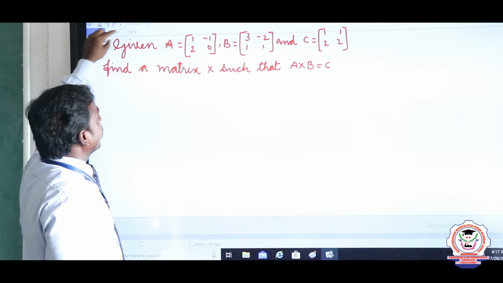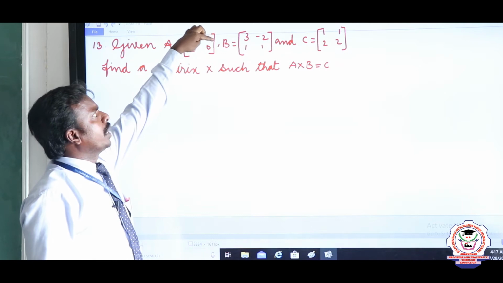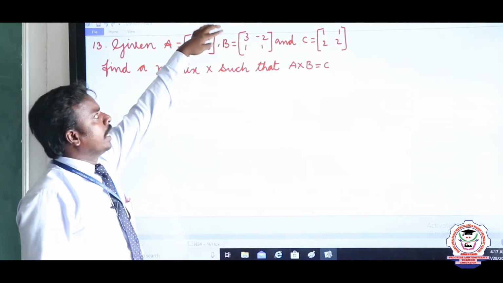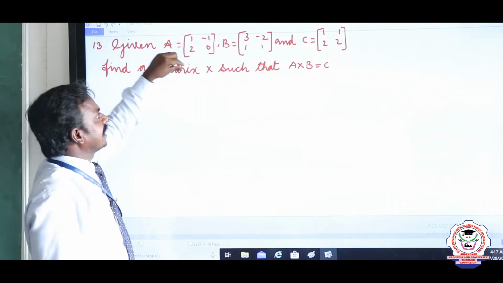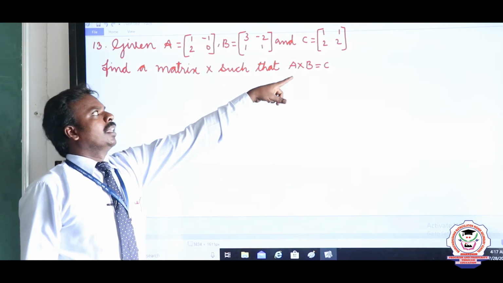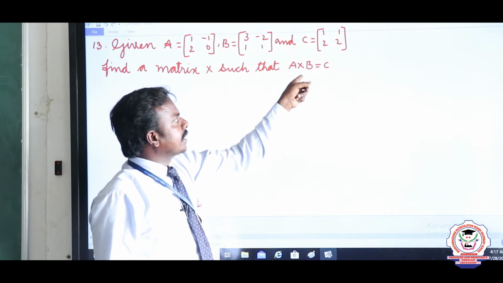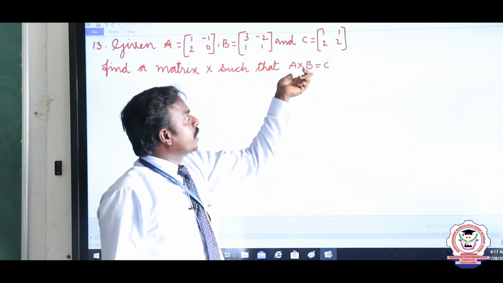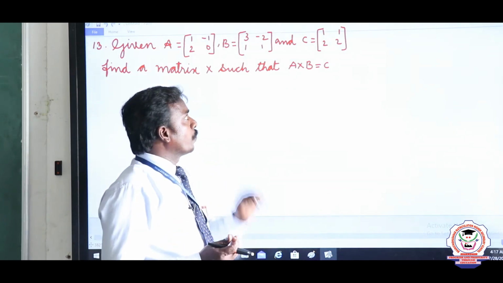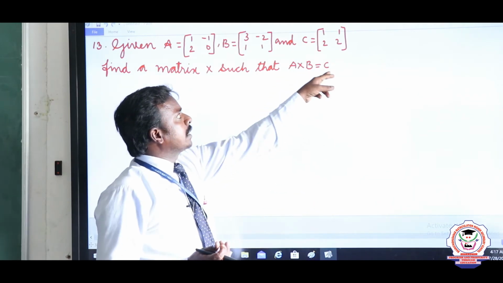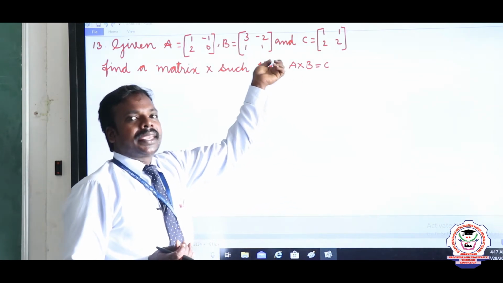Question number 13: given A equal to the 2 by 2 matrix 1, minus 2, 2, 0, B equal to 3, minus 2, 1, 1, and C equal to 1, 1, second row 2, 2. From this, find a matrix X such that AXB equals C. Listen to this, this is not A into B, this is A into X into B equal to C. So, there are 3 matrices, A matrix, X matrix, B matrix. They are asking you to find the X matrix. A, B, C matrices are given, the only unknown matrix is X. We need to find the X matrix from this.